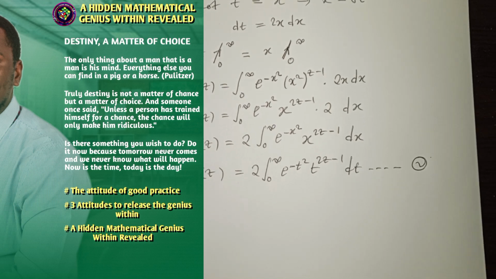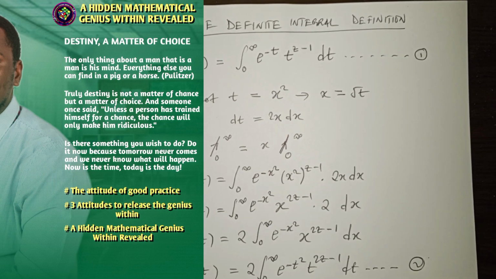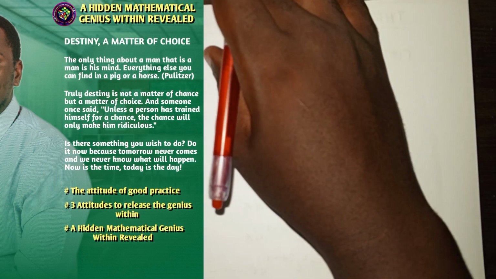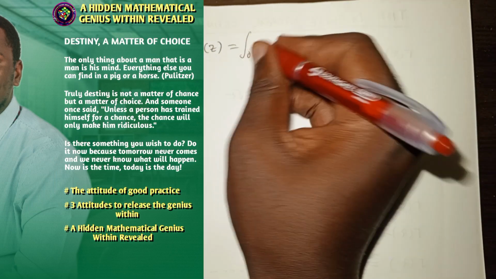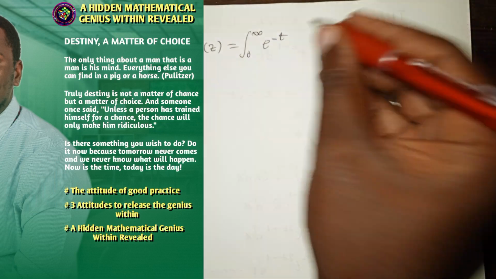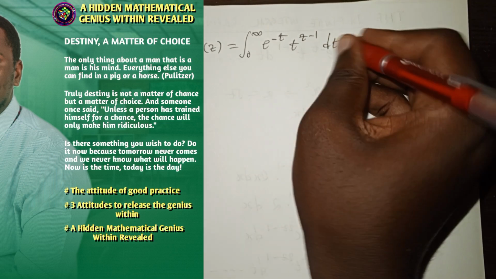For the next one, where there is e to the minus t, we'll put a different letter, meaning it's supposed to be just a single variable. So we start with the normal one. Gamma of z is equal to the integral from 0 to infinity of e to the minus t, then t to the power z minus 1 dt.